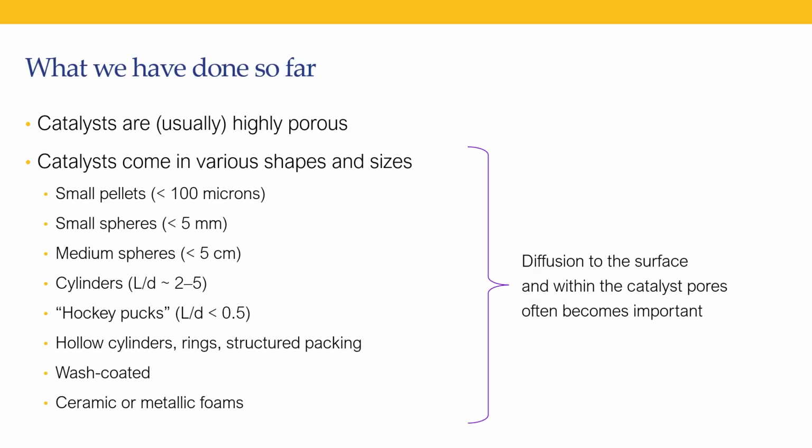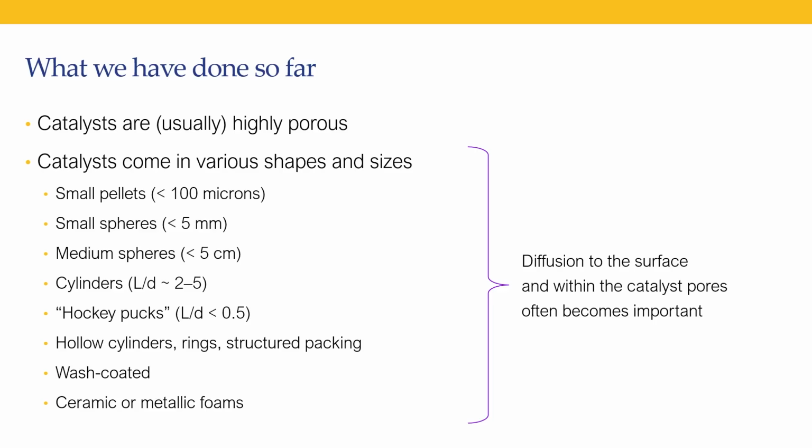Okay, so now why we are doing this and why different geometries and so on is because the catalysts are usually very highly porous, and they come in various sizes and shapes. So there would be small pellets. Pellets would be as small as 100 microns, 0.1 millimeter. Okay, that would be almost half of the radius of your hair, or 1/4 of the diameter of your hair. Okay, that's the size of particles that we are talking about.